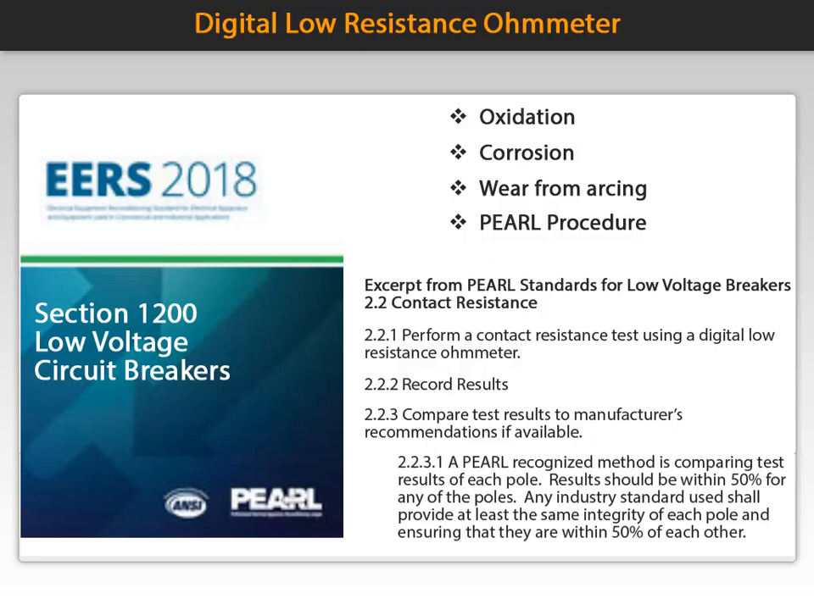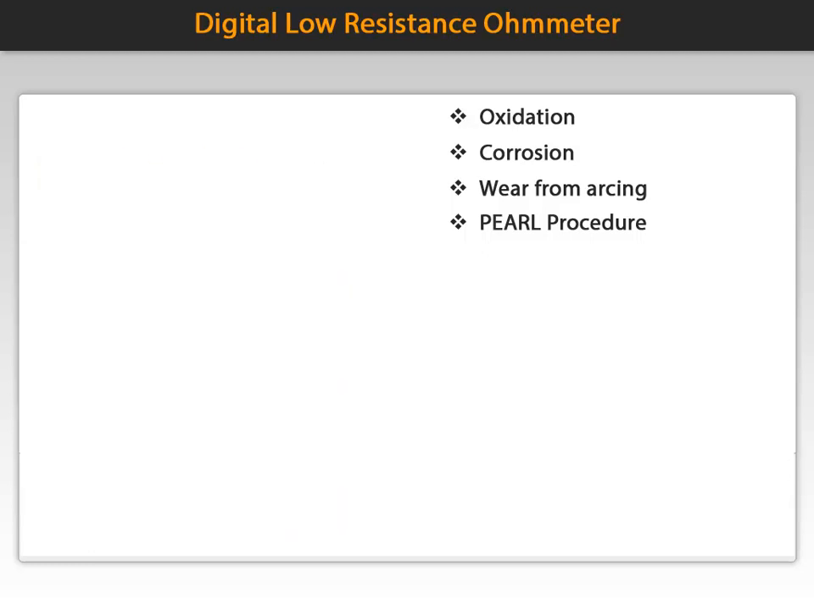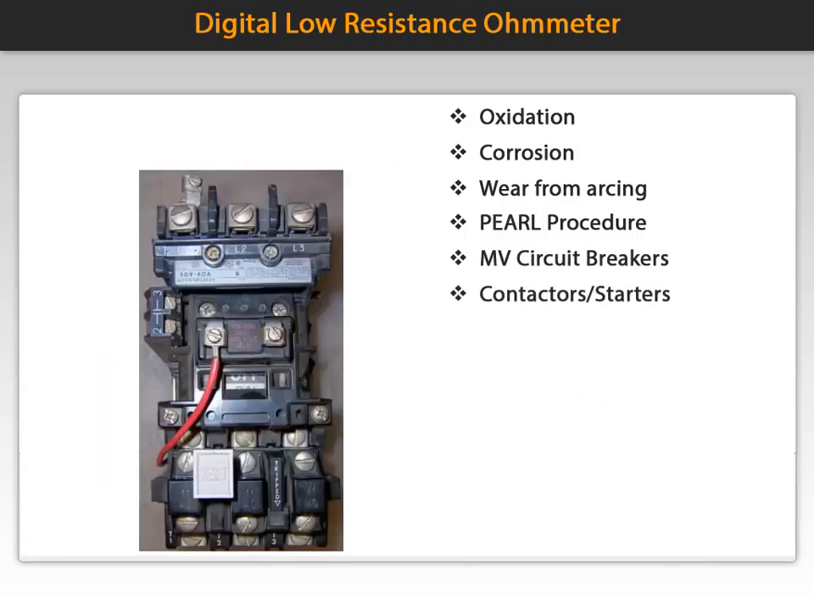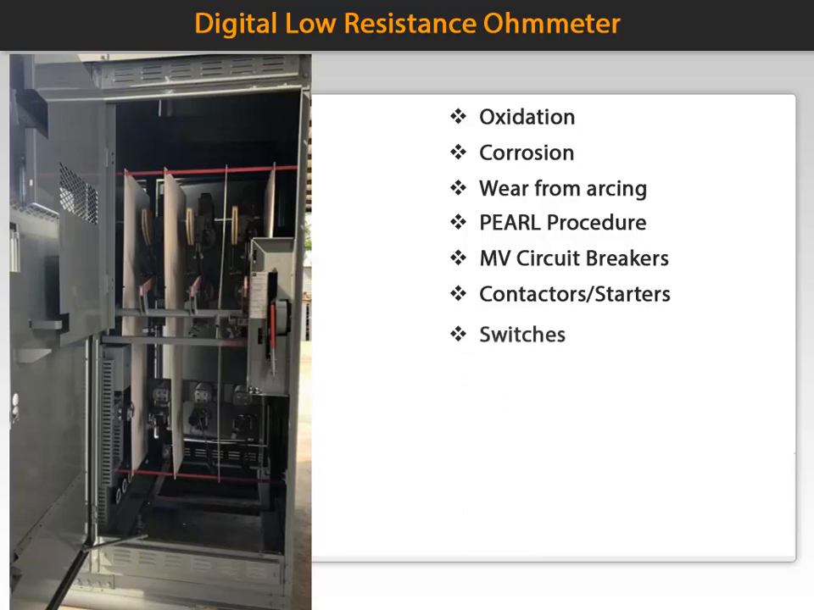Section 2.2.3.1 covers a Pearl-recognized method of comparing test results of each pole. Results should be within 50% of any of the poles. Any industry standard used shall provide at least the same integrity of each pole and ensure that they are within 50% of one another. It is important to note that these procedures can also apply to medium voltage breakers as well as contactors, starters, and medium voltage switches.